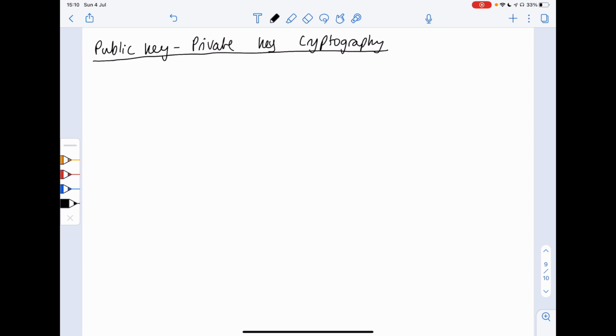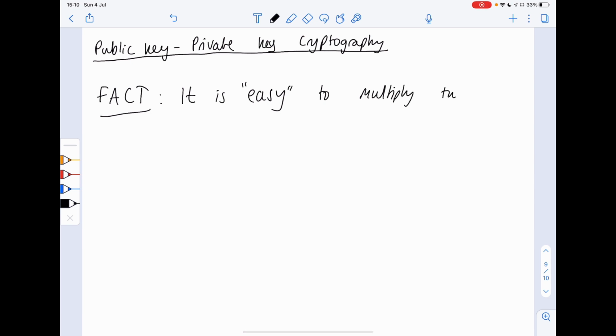So the first thing to know is this relies on a very important fact. It is easy, whatever this means. It means a computer can do it in a reasonable time to multiply two prime numbers together. And this is easy even if they're really, really big prime numbers. Generally in this application, they are really big prime numbers, hundreds of digits. It doesn't take long to times them together.